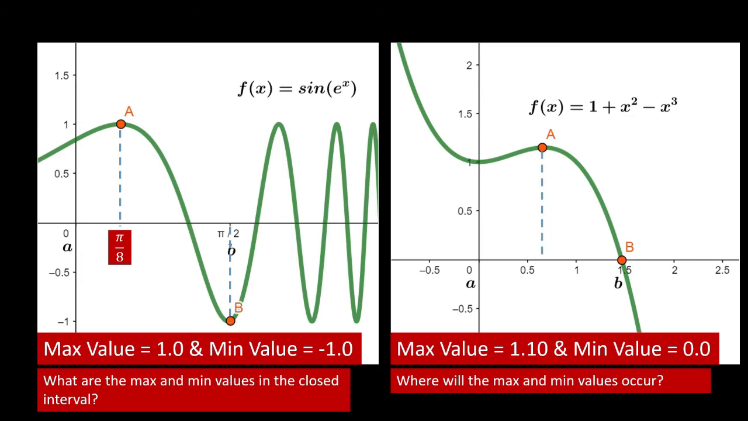For the function f(x) = 1 + x^2 - x^3, it is approximately 0.6 that will give us the maximum value of our function in the interval [a, b]. And it is 1.5 that will give us the minimum value of our function in this interval.